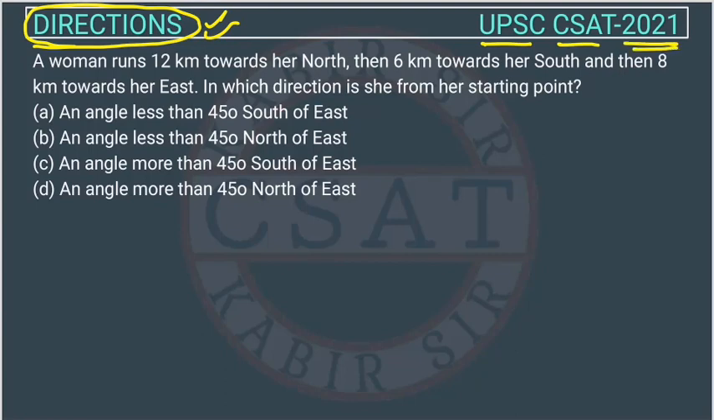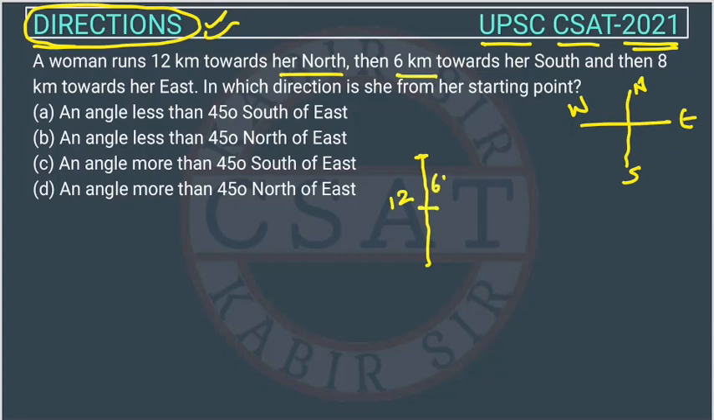A woman runs 12 km towards her north. Whenever we have a direction question, we should draw these directions. So a woman runs 12 km towards north. She is going this side, and this side is north. So this is 12 km towards her north. Then 6 km from here, again going towards her south. South will be downward. So this is 6 km towards south.